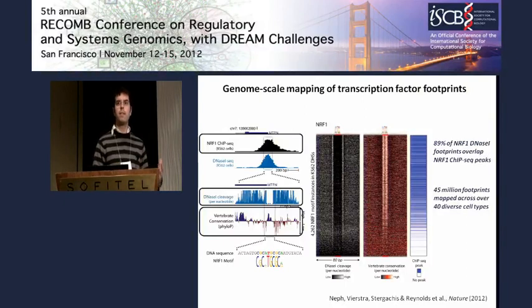Overall, we've applied this method to over 40 cell types, 41 of which have been published, and many others are currently available through the REMC and ENCODE websites. And we've been able to map 45 million transcription factor footprints across these diverse cell types.